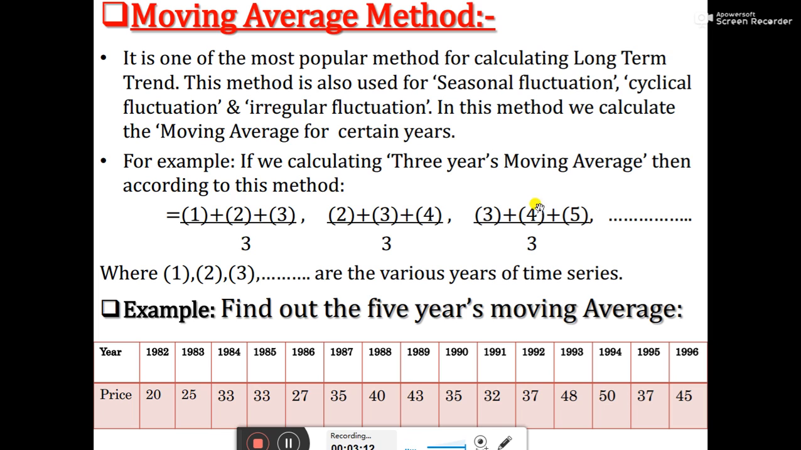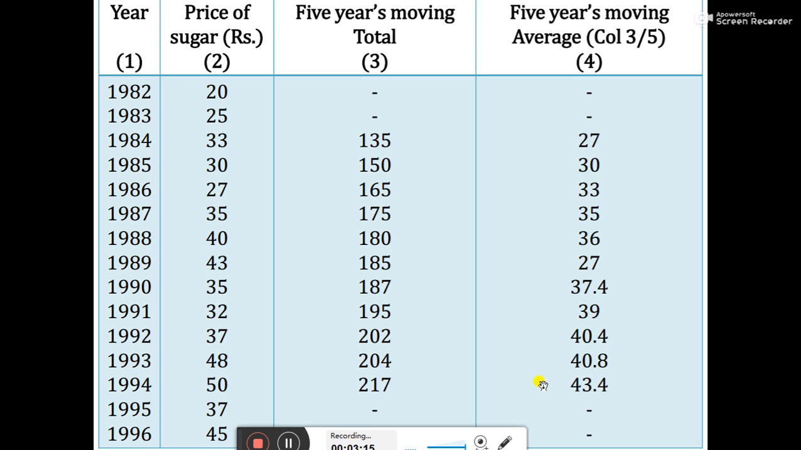So here, suppose we need to find the 5 years moving average from this data. Initially we compute the 5 years moving total. These totals are not shown for the first 2 years because there is no data available, or less data is available, to create that 5 years moving total. From here you can see the 5 years total is shown. So 135 divided by 5 gives this one, then 150 divided by 5 gives this one. In the 5 years moving average column we divide the total by 5, and so we get this. So this is the moving average.